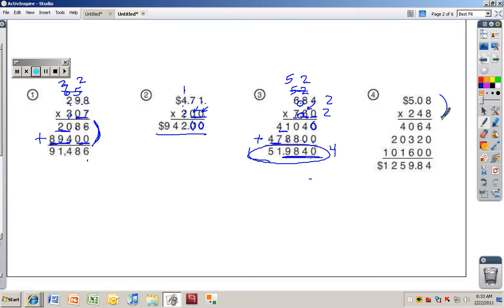Go through this one with me now. 8 times 8 is 64. Carry the 6. 0 plus 6 is 6. 5 times 8 is 40. Then we put a placeholder in for that ones place because we're going to be multiplying by the tens.